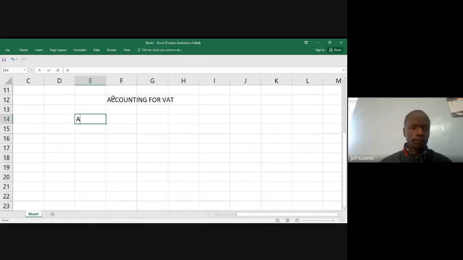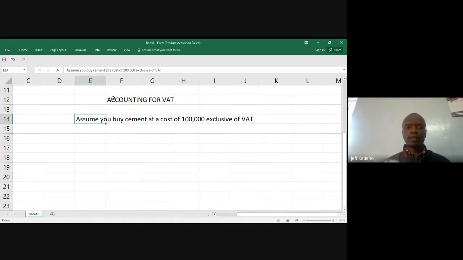So assume you buy cement at a cost of 100,000 exclusive of VAT. So let me say this is on first March 2021.